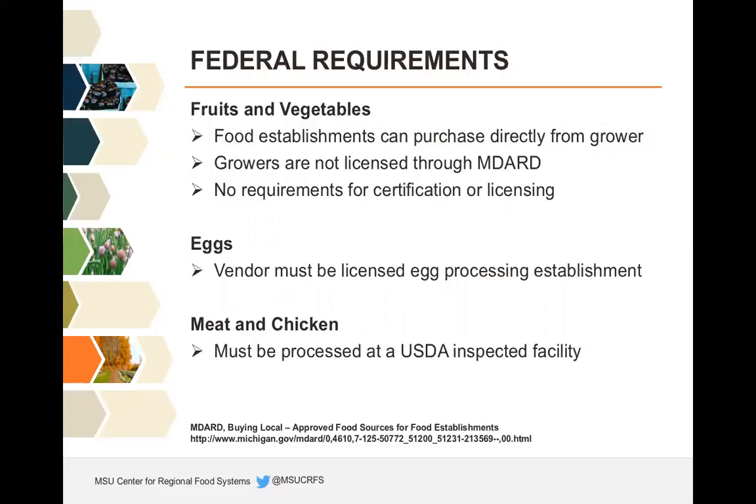When we talk about purchasing local food, though, we're not just talking about fruits and vegetables. In order for eggs to be served in an early childhood meal program, they must be purchased from a licensed egg processing establishment. This is important because farmers are able to sell eggs directly to consumers without this license, but if the purchasers are going to serve them to customers, like in an early childhood program, the vendor must be licensed. If you're interested in purchasing meat and chicken locally, it must be processed at a USDA-inspected facility.